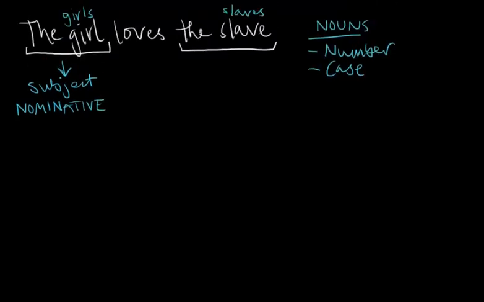There we go. Now, the slave is the thing that's receiving the action. And so we call this the object. Or, again, more strictly, and in what we use in Latin, is we call it the accusative. So we have a nominative noun doing the verb, and we have an accusative noun receiving the verb. And this is a case, so the nominative case and the accusative case.